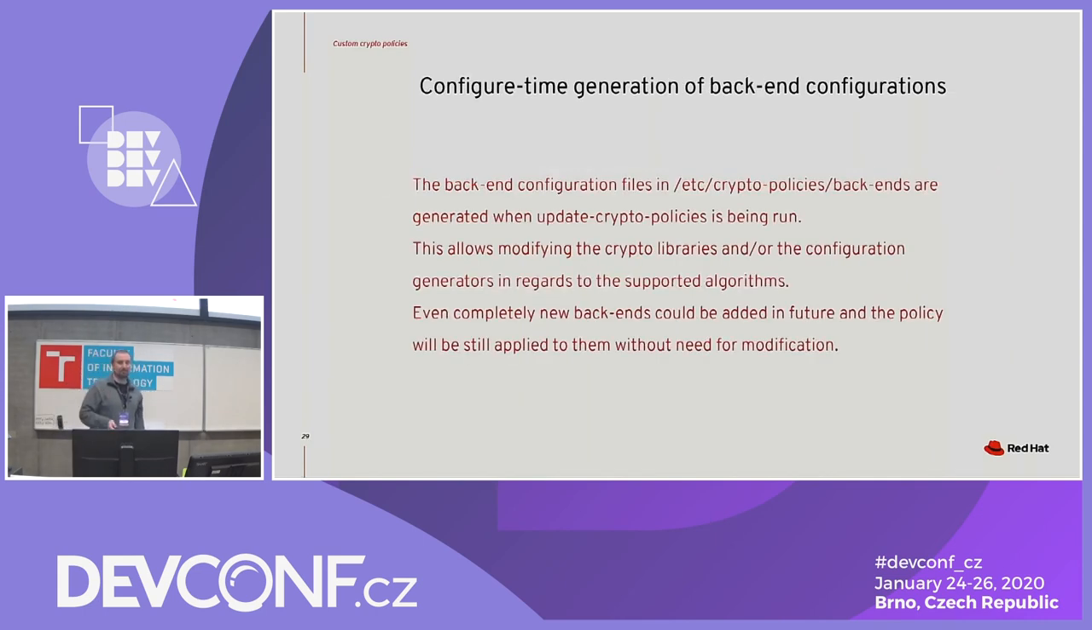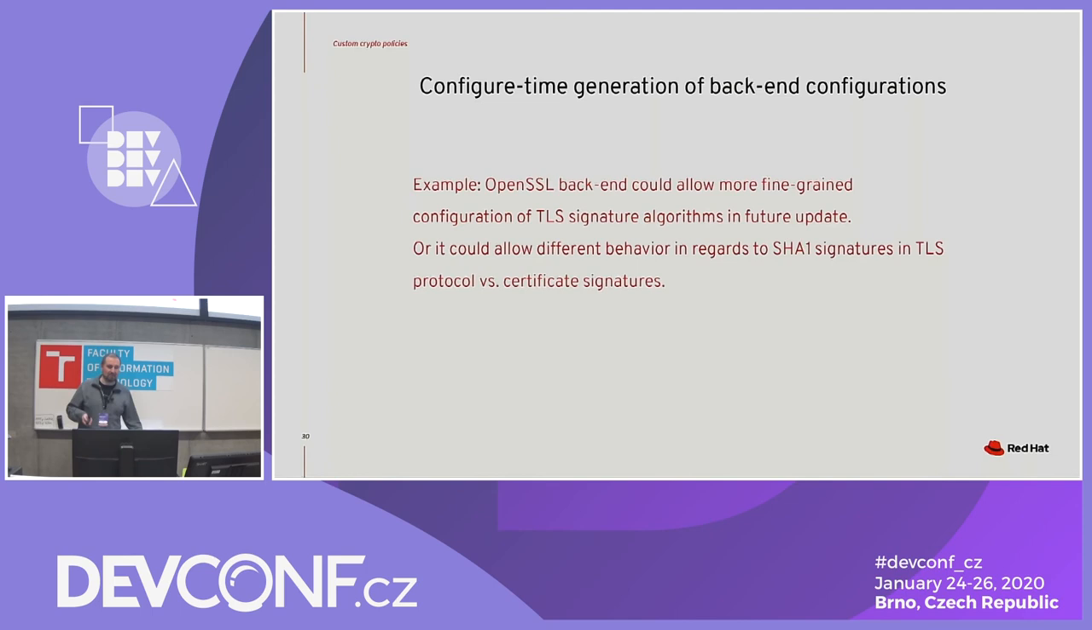So the backend configurations, as you can see, are generated when the update crypto policy script is being run, and this allows good things because it allows modifying the crypto libraries and or the configuration generators in regards to the supported algorithms, and it will basically improve your configurations if you install an improved crypto policies package. Completely new backends can be added in future, and the policy will be applied to them without the need to modify your policy or do some rebuilding or whatever. So an example is that the OpenSSL backend could allow more fine-grained configuration of TLS signature algorithms. It could allow different behavior in regards to SHA-1 signatures in TLS protocol versus certificate signatures.